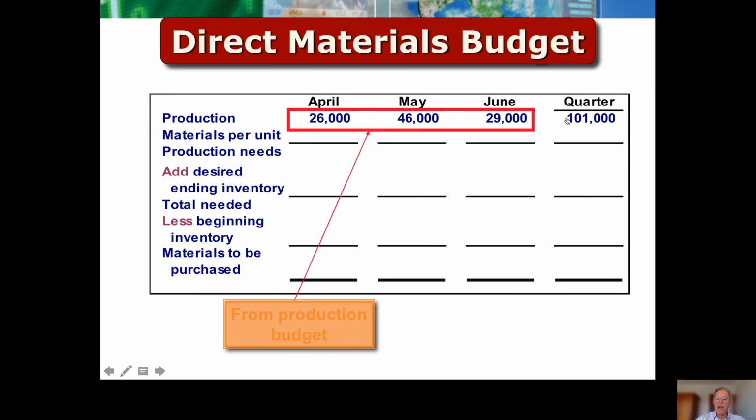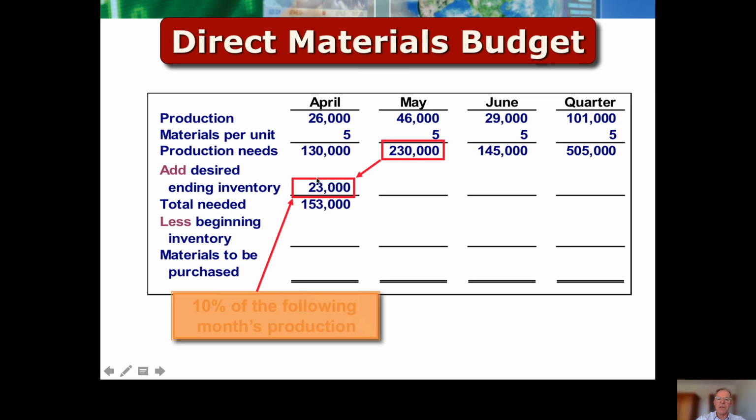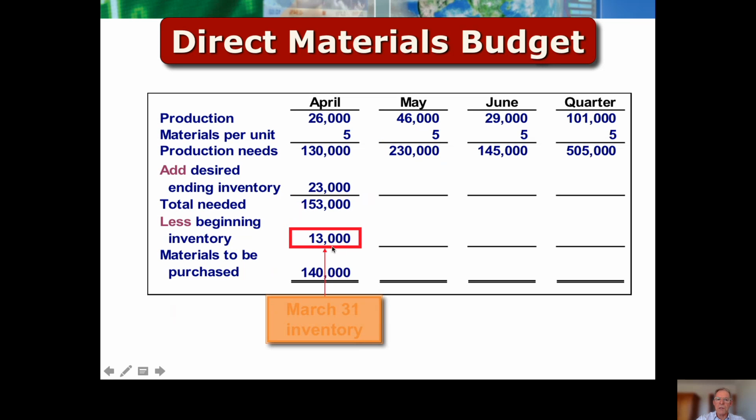Bring forward the figures from the production budget, work out what raw materials are required, and so that multiplied by the 5 materials per unit will give me my production needs. So that's what production needs in terms of raw materials. Then let's increase that by the desired ending inventory, which is 10% of the following month's production. So we've 10% of that, we've brought that down. Less the beginning stock in raw materials or direct materials, and that's the materials required to be purchased for us to be able to maintain our production.